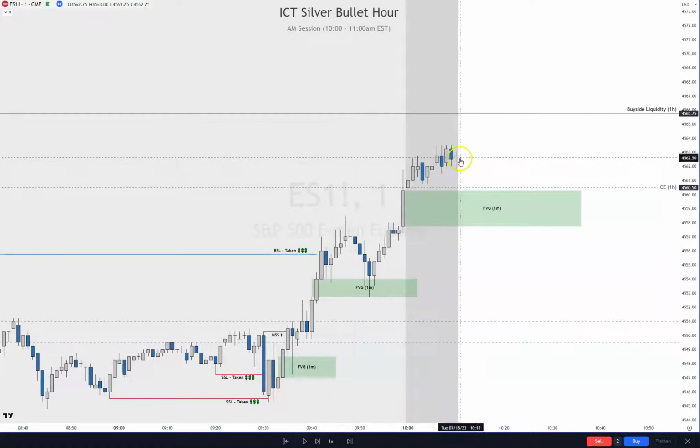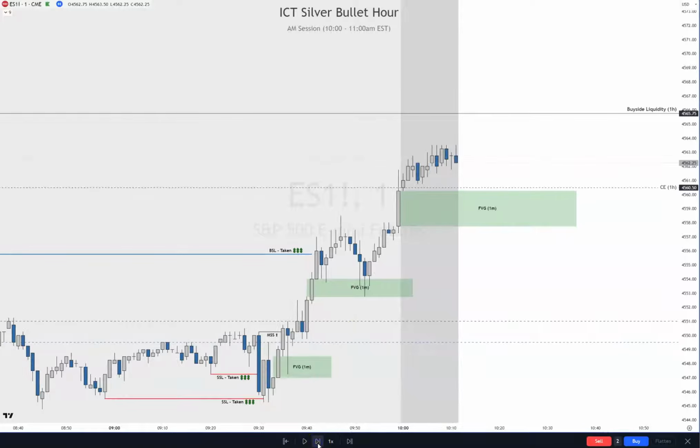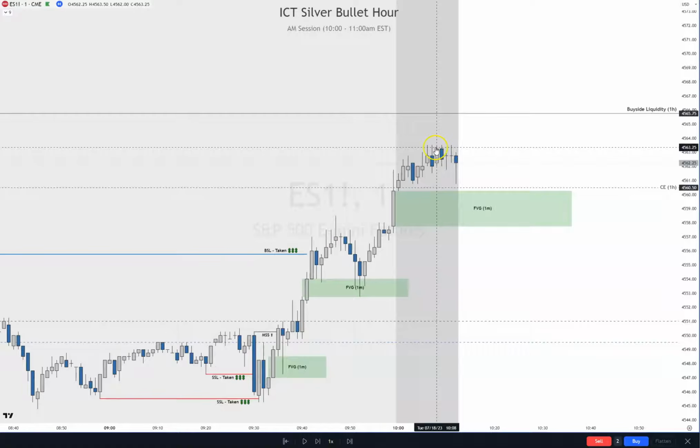This to me is just time distortion. They're just stalling is all that they're doing. You got some relatively equal highs right here, so let's just mark these out.